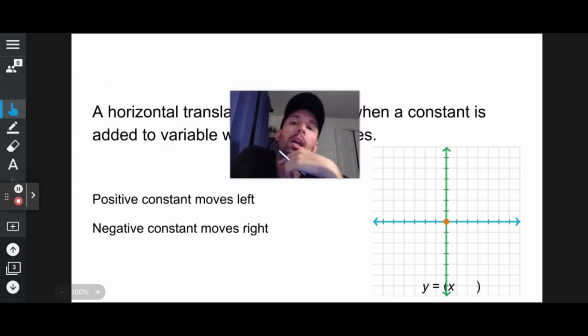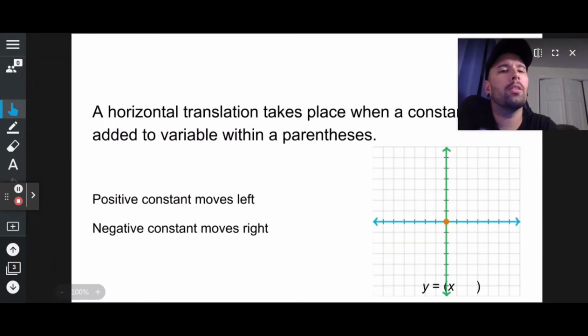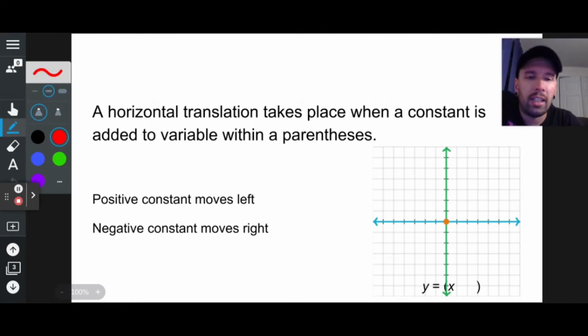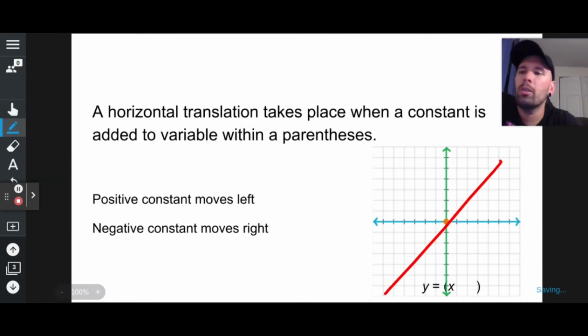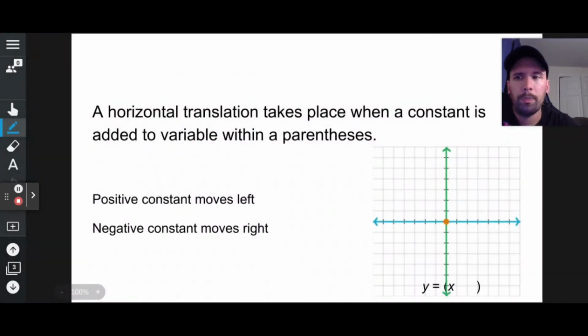A horizontal translation is if I were to take a constant and I'm going to try to move it. No, it's not that one. I know this is just going to make my face bigger. Is it this? A horizontal translation is if I want to take that y equals x again. So I'm going to try to draw a nice perfect diagonal. I could have done better. Oh my gosh. Can I undo? Yeah, we'll just reset the page.